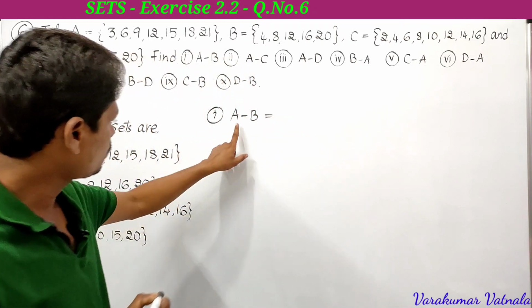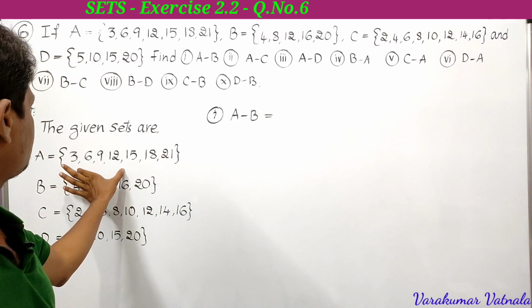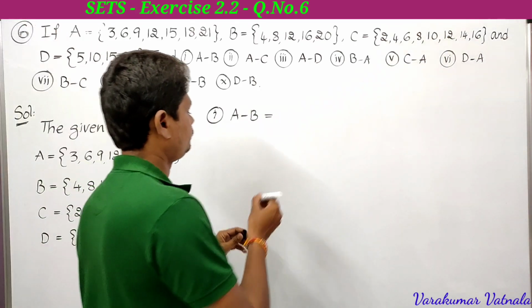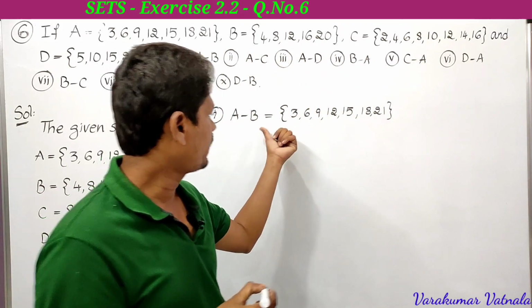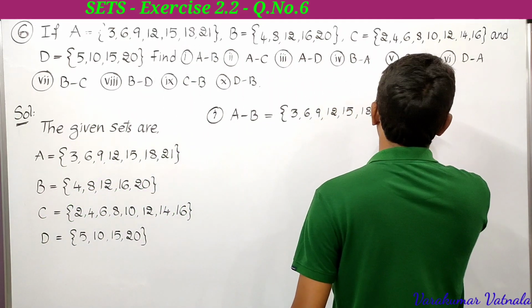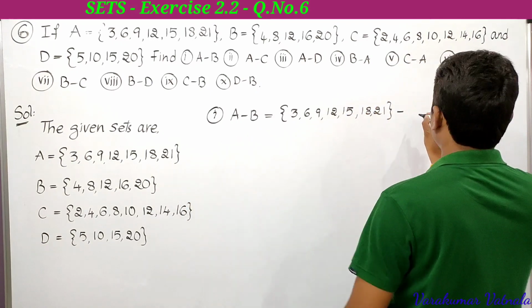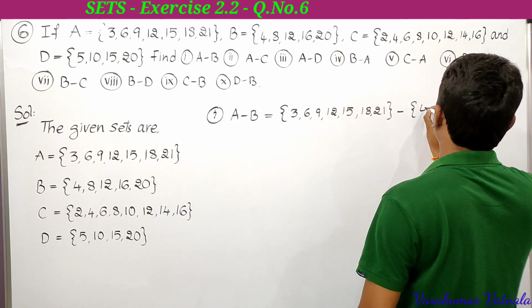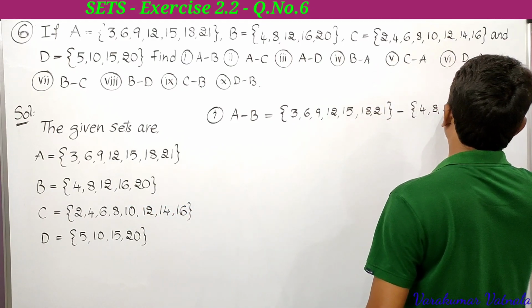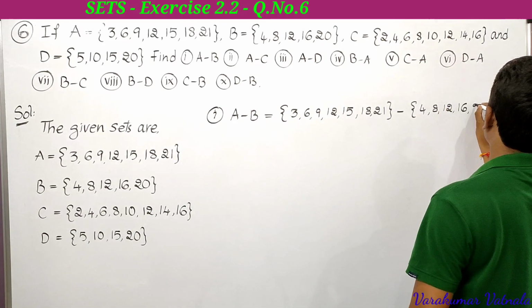So first we have to write set A minus set B. Set A. This is set A. First we have to write set A. So this is set A minus set B. A minus B is there. So next we have to write set B. What are the elements in B? 4, 8, 12, 16, 20. So these are the elements of set B.